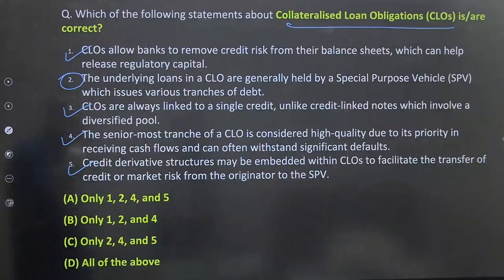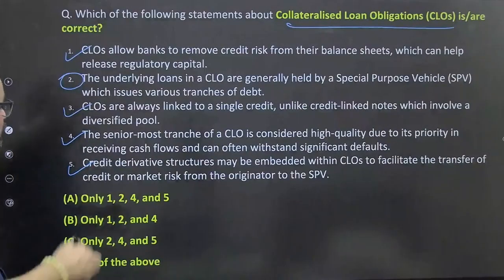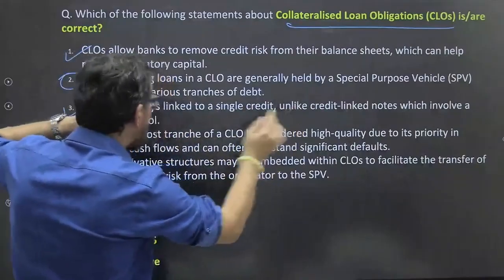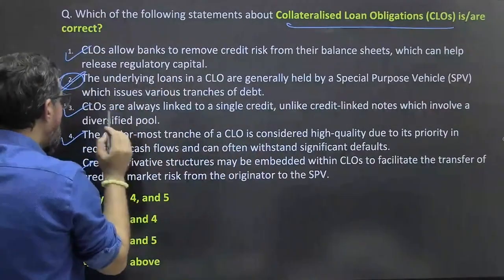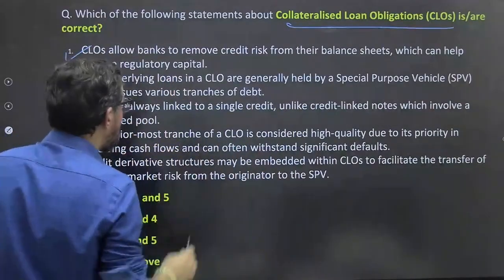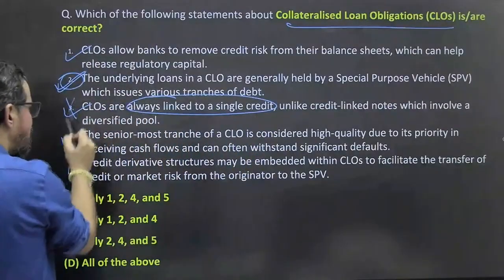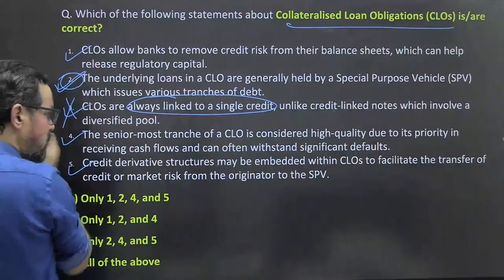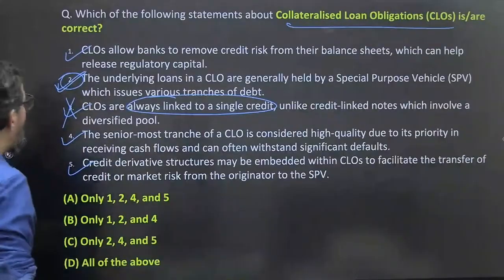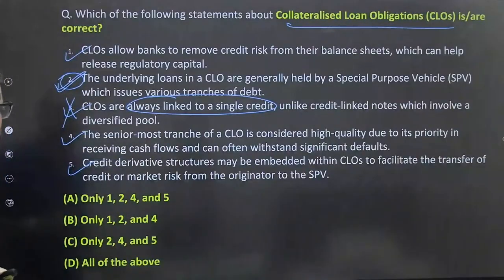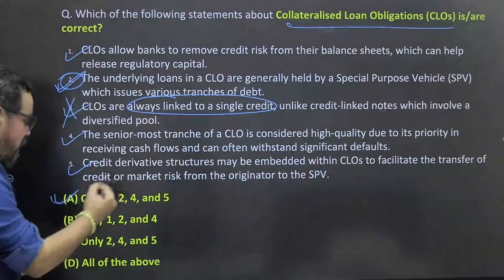So CLO allows bank to remove the credit risk, correct. First statement is 100% true. The underlying loans of CLO are generally held by SPV, this is also correct. Sorry, CLOs are always linked to a single credit, this should be wrong. Sorry, this should be not always. This should be wrong. The senior most will first come. So 1, 2, 4, 5, again option A will be the right answer.